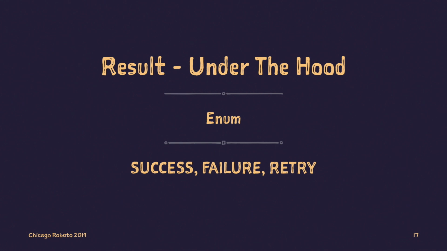The result class which we spoke of is internally just an enum class. It has 3 different values: success, failure and retry. Success, basically when you say return result.success, what you're telling the OS is this worker has done everything that he had to. You can go ahead and terminate this worker altogether. You don't need to run it again.